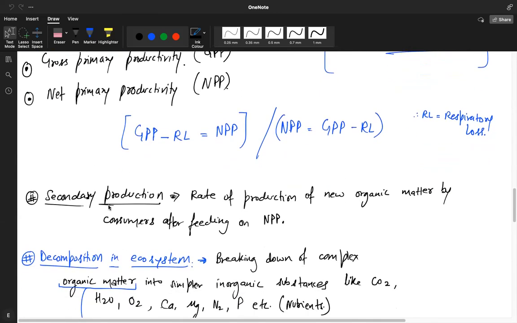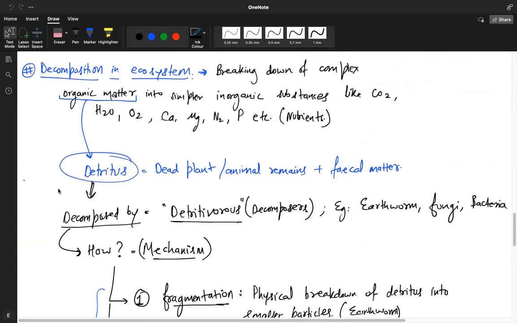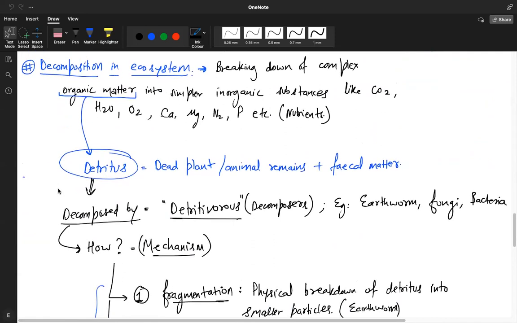Okay, and I told you that secondary production is simply the production of new organic matter that is carried out by the consumers after they feed on the NPP. So NPP is basically what is available for the primary and secondary consumers, even tertiary consumers. Now, then we talked about decomposition. So if you're not very sure about this part, let me take this part.